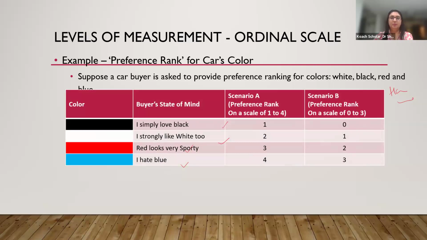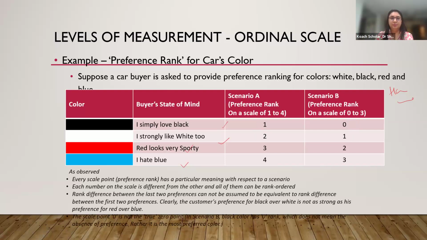Preference की बात हो रही है ना? Order की बात हो रही है. Black color is preferred over what? This person has preferred white. This person has preferred black. So that scale is also known as ordinal scale. Okay. Every scale point has a particular meaning with respect to a scenario. Each number on the scale is different from the other and all of them can be rank ordered.